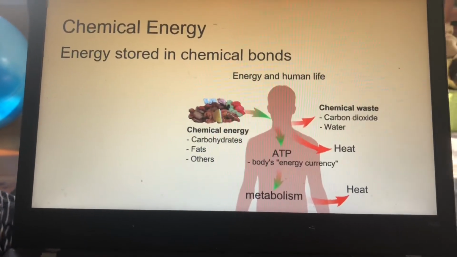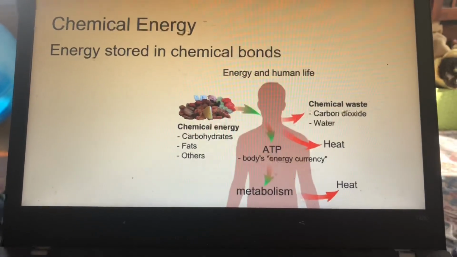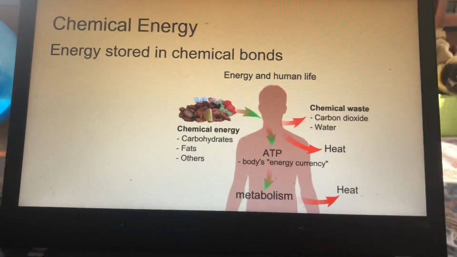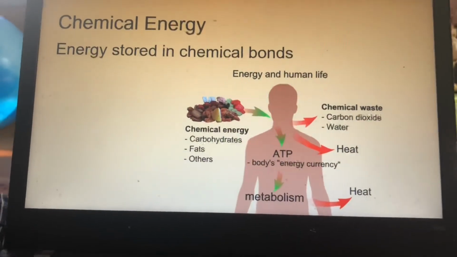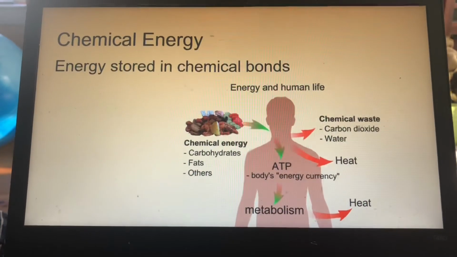Chemical energy. This is energy stored in chemical bonds, and this is pretty essential to life as we know it, because we're talking about food. Food is full of chemical energy. We'll talk about this a lot in bio next year.